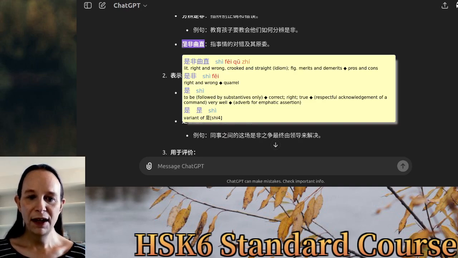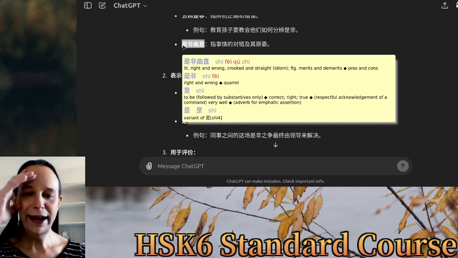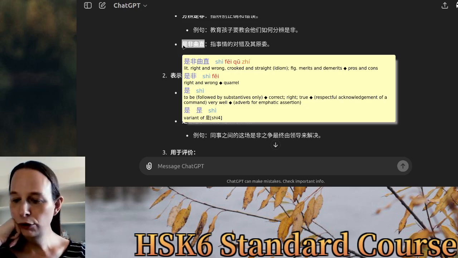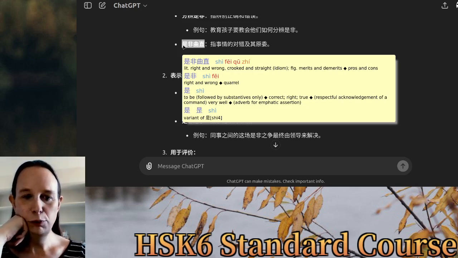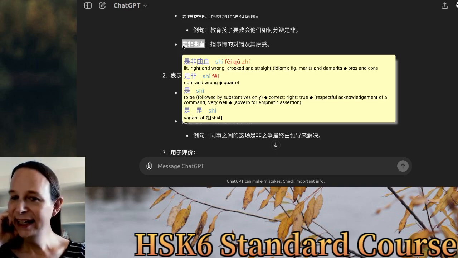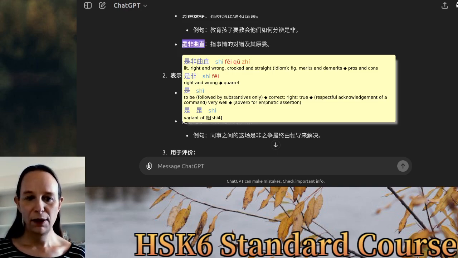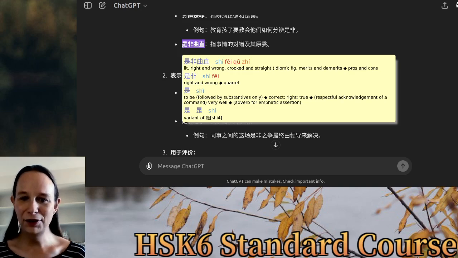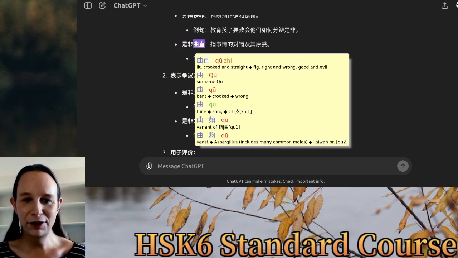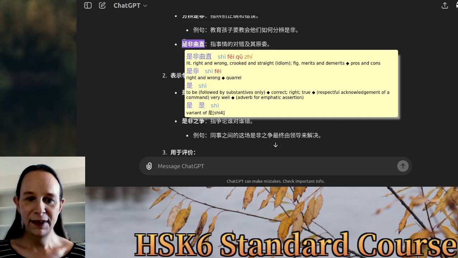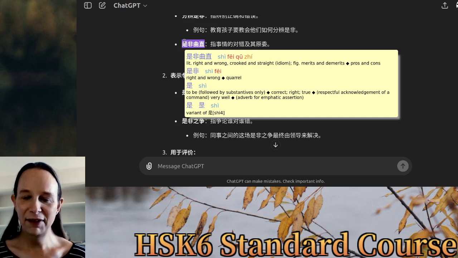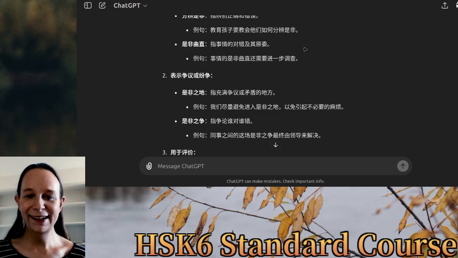是非曲直. So chu. Do you remember we studied wai qu? Wai qu meaning to warp, you warp someone's meaning. So this qu, why is it qu? I don't know why there is a qu. Oh, okay. Crooked and straight. Shi fei qu zhi. Right and wrong, crooked and straight. Merits and demerits. Pros and cons. Oh, okay. All right. Pros and cons. First time I've encountered that one.